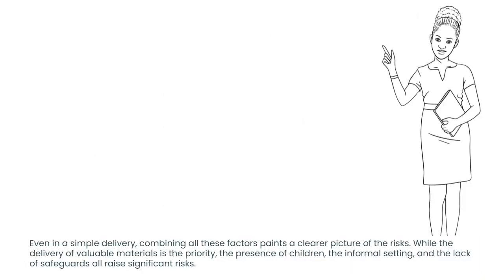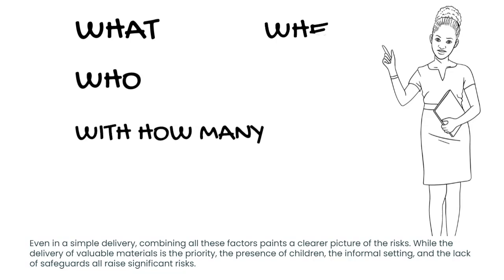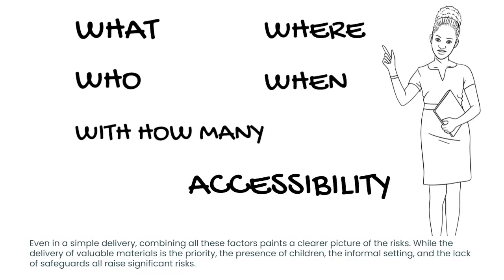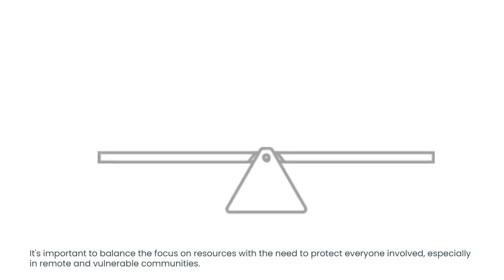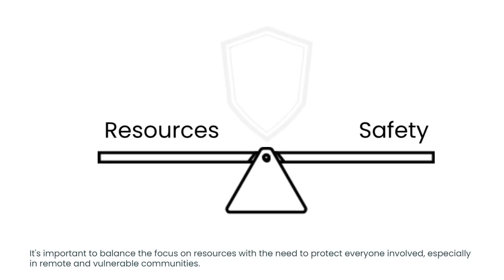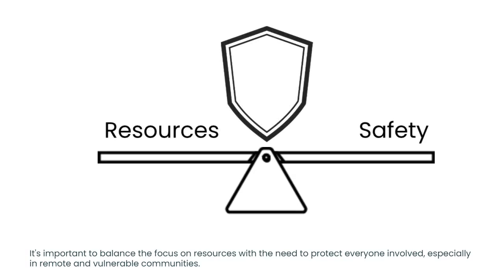Even in a simple delivery, combining all these factors paints a clearer picture of the risks. While the delivery of valuable materials is the priority, the presence of children, the informal setting, and the lack of safeguards all raise significant risks. It's important to balance the focus on resources with the need to protect everyone involved, especially in remote and vulnerable communities.